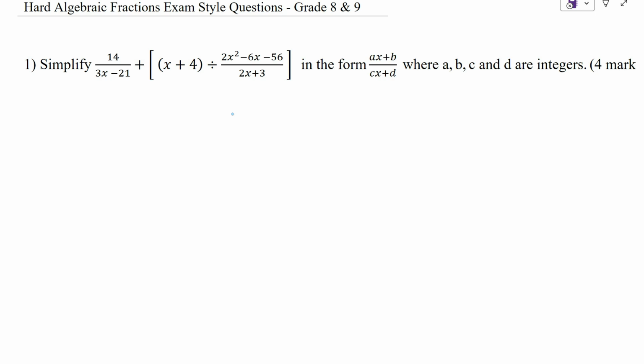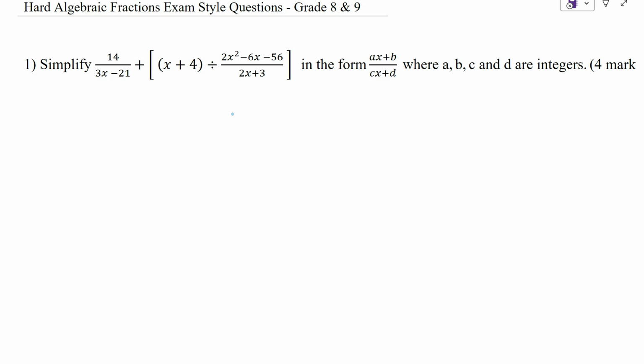Okay, today we are going to be looking at some hard exam style questions for algebraic fractions. Now these are going to be around the 8 and 9 grade difficulty. I'd recommend going over the algebraic fractions video before this, where we go over all of the content. If you've done that already, let's go through these questions.